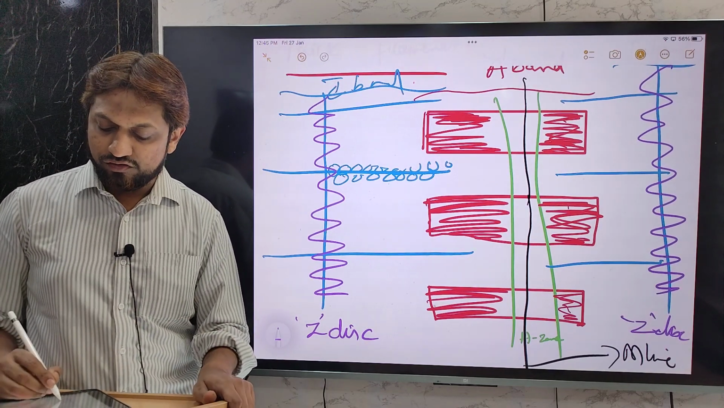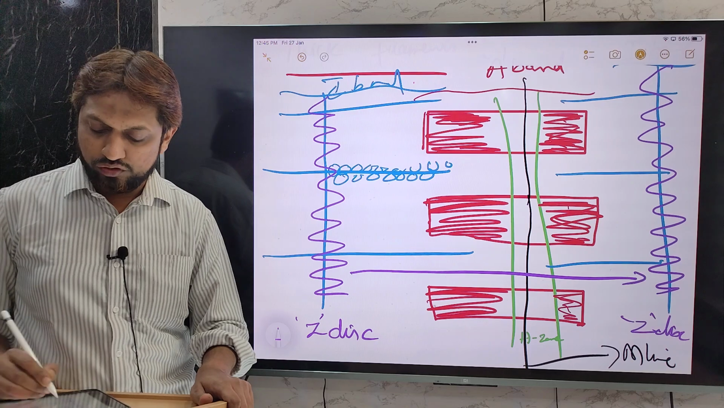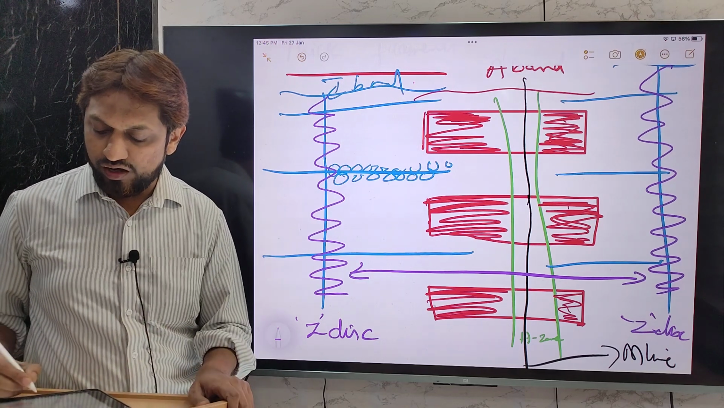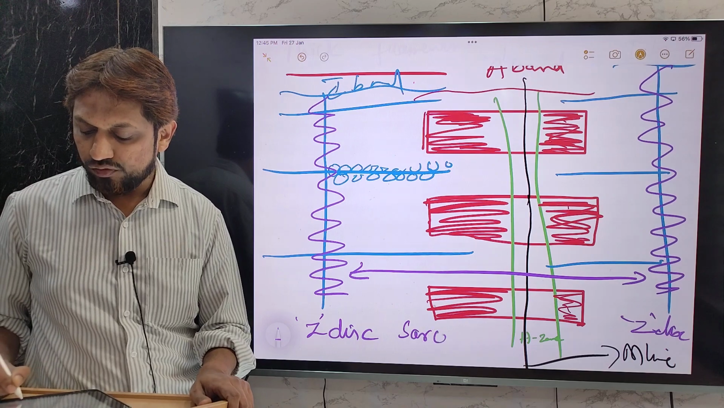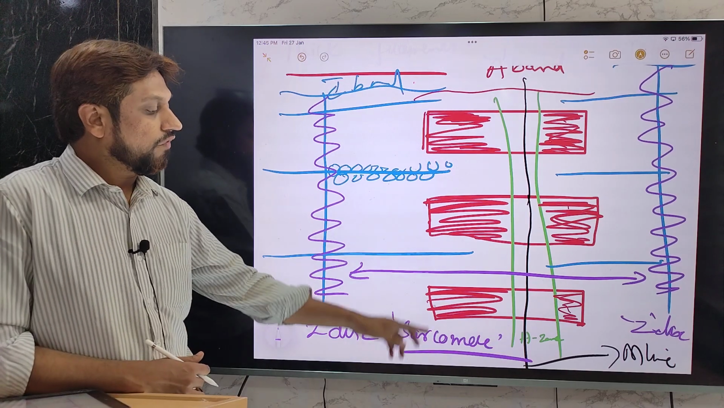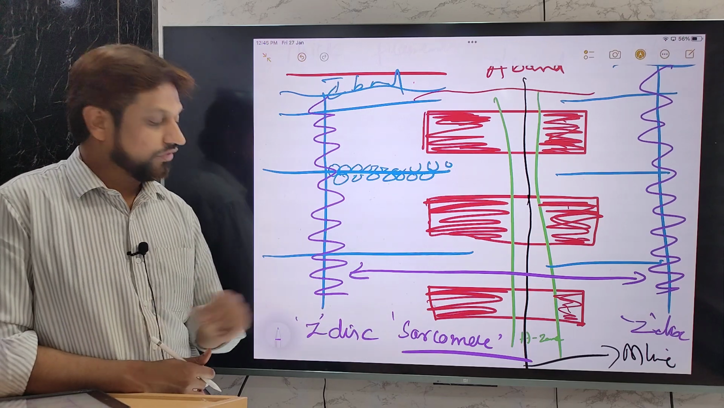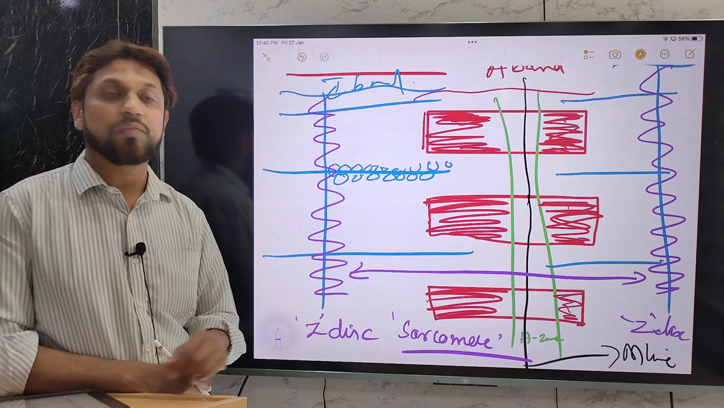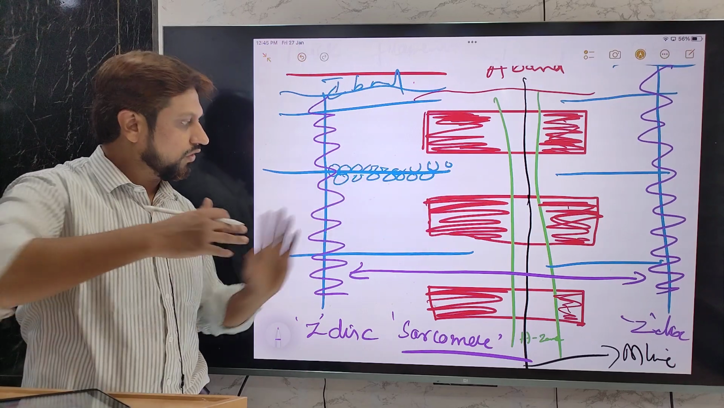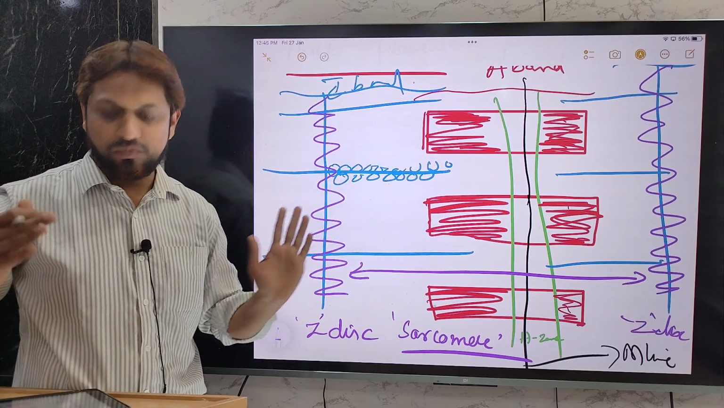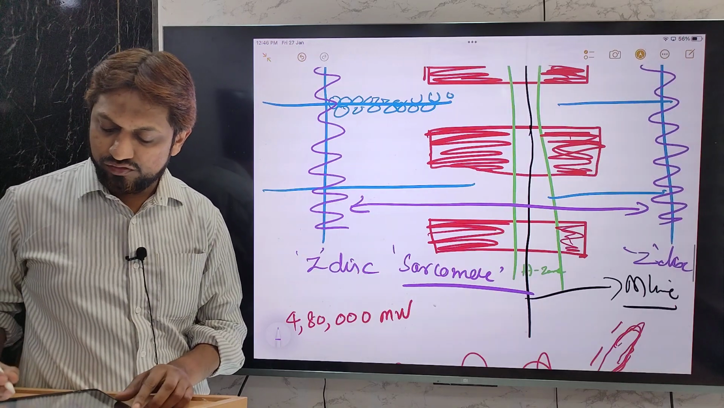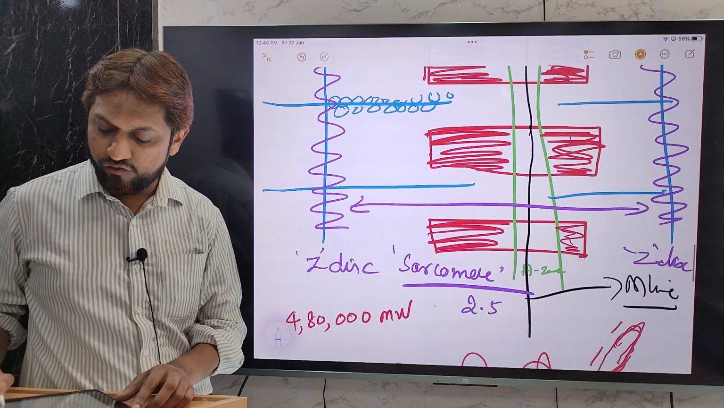Now the distance between these two Z discs in a myofibril is called a sarcomere. So what is a sarcomere? By definition, it is the structural and functional unit of the skeletal muscle, and typically it extends between two Z lines. On average, its length is around 2.5 microns.